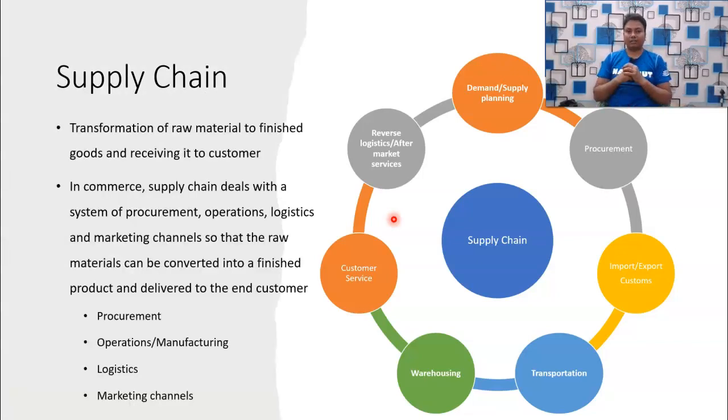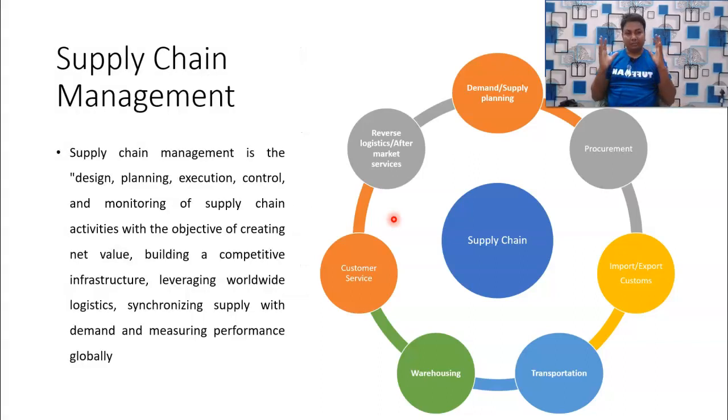So in this particular slide, what I explained is that first, raw material is transformed into finished goods and finally delivered to the customer or consumed by the consumer. Then the supply chain involves different systems or teams like procurement, operations, logistics, marketing, etc. So now coming to management. Supply chain management is actually executing, controlling, designing, and planning the groundwork for the movement of goods.